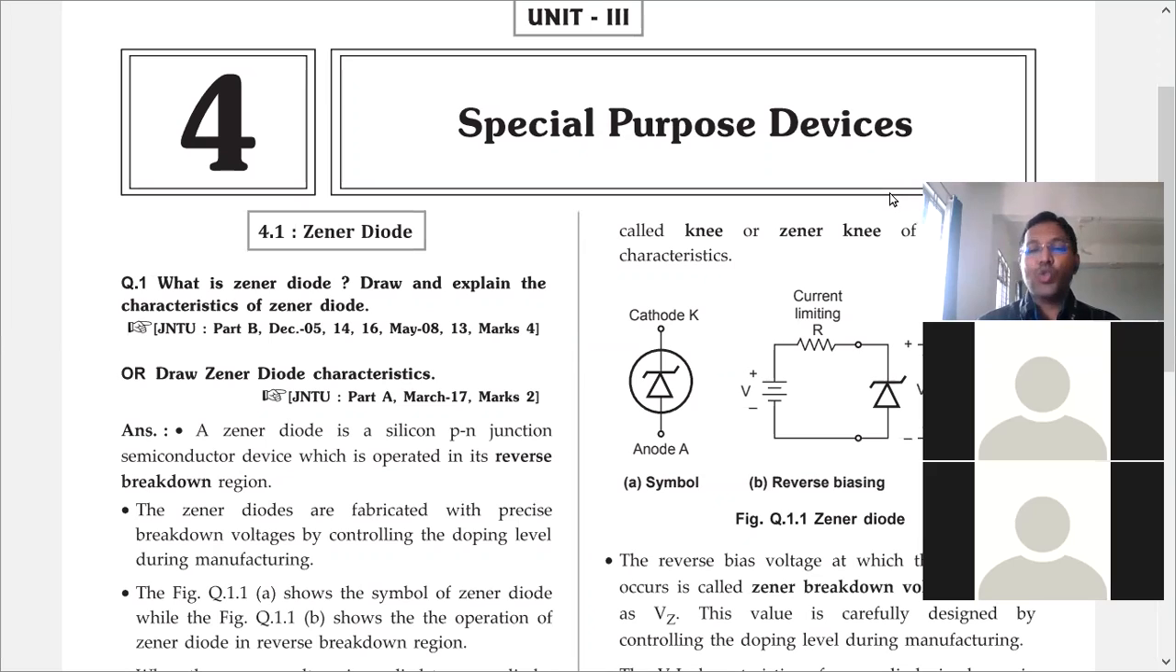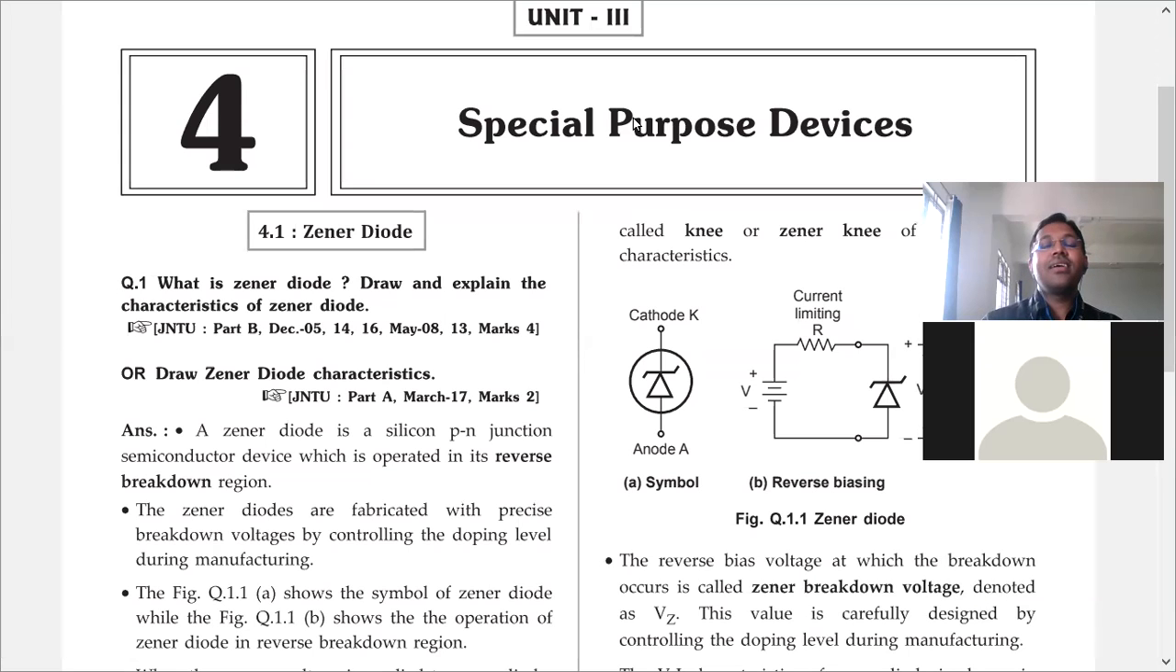So the Zener diode breaks down at what voltage? Low voltage or high voltage? Because the width of the depletion region is thin, if something is thin, you need more energy to break it or less energy to break? So tell me, will the Zener diode break down at lower voltage or higher voltage? Lower voltage, sir. Correct answer.